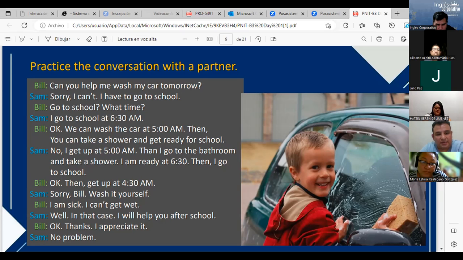No, I get up at 5 a.m. Then I go to the bathroom, I take a shower. I am ready at 6:30, then I go to school. Okay. Then get up at 4:30 a.m. Sorry, Bill.